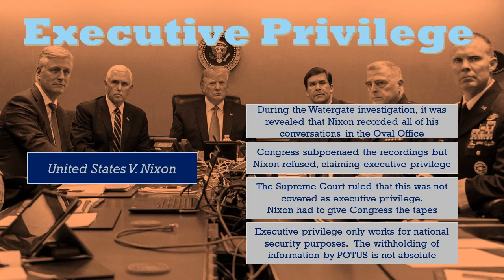This court case is important for Nixon, but it's important for all presidents because it tells us that the president does not have the absolute power to withhold all kinds of information. So presidents are required to do things like send members of their staff to testify before Congress and testify under oath. They are required to produce some evidence, but executive privilege allows them to protect information related to national security.